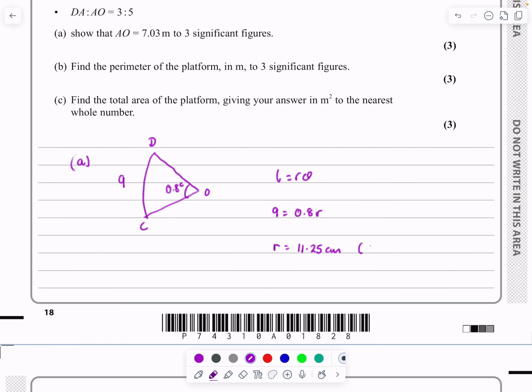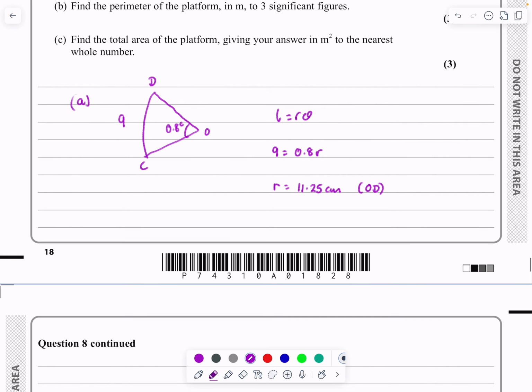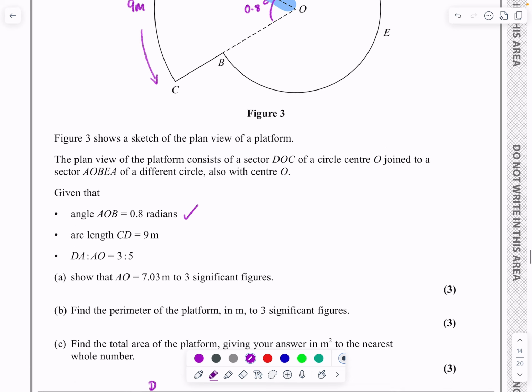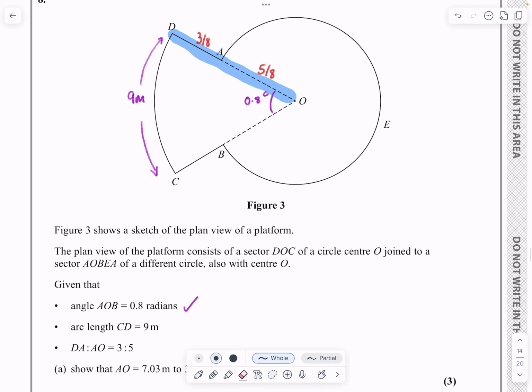Remembering that that is OD, and what I wanted was AO. And so AO is 5/8 of OD, which is 5/8 of 11.25, which then will work out to be, and thankfully they've already told me the answer, so that's really helpful, 7.03 meters for the first one. So now what I'm going to do maybe is to get rid of these bits here and just on my diagram put that I now know that this is 7.03 meters.